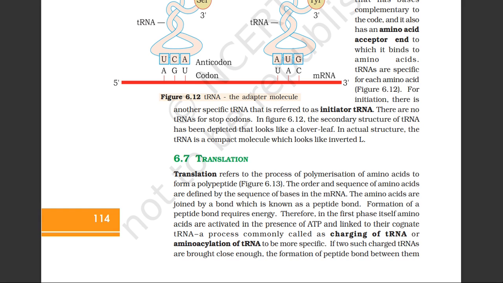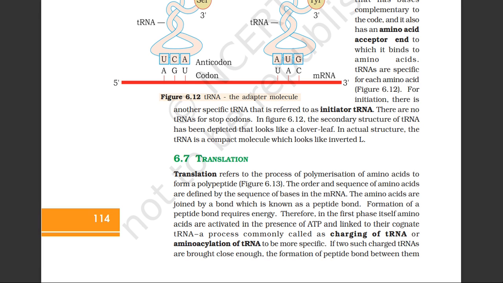6.7 Translation refers to the process of polymerization of amino acids to form a polypeptide, figure 6.13. The order and sequence of amino acids are defined by the sequence of bases in the mRNA. The amino acids are joined by a bond which is known as a peptide bond. Formation of a peptide bond requires energy.